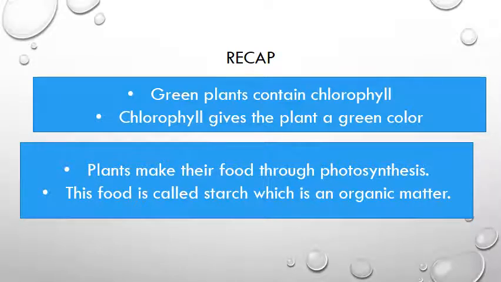And as we reviewed, plants make their food through photosynthesis, and the food that they produce is called starch, which is an organic matter. So the starch is an organic matter and is the food produced through photosynthesis by the plant. Keep that in mind because we are going to use it.